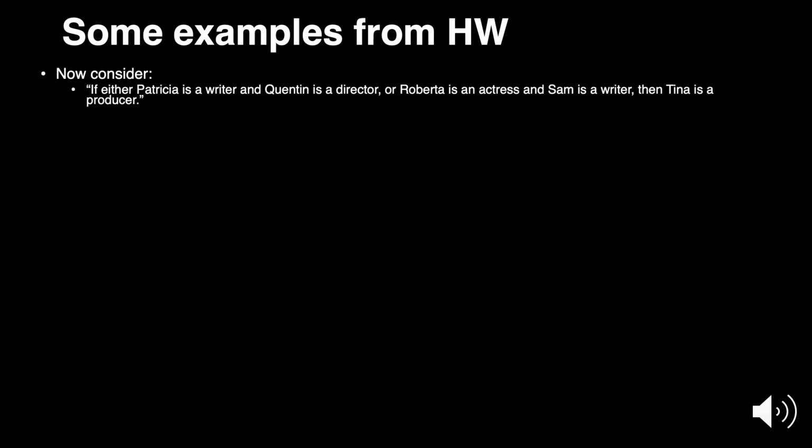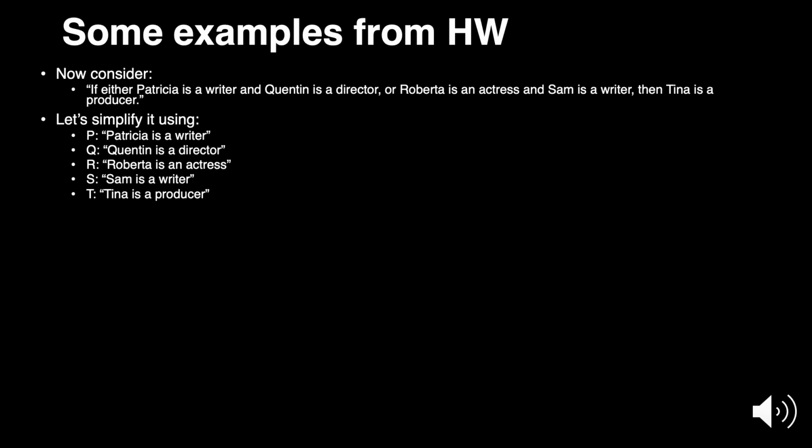Okay, finally, let's consider how to translate this into the symbolic language. If either Patricia is a writer and Quentin is a director, or Roberta is an actor and Sam is a writer, then Tina is a producer. Fairly long and complex, right? But we can simplify it by introducing some letters for sentences. P for Patricia is a writer, Q, Quentin is a director, R, Roberta is an actress, S, Sam is a writer, T, Tina is a producer.